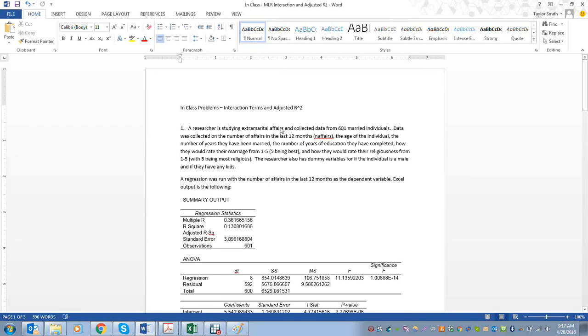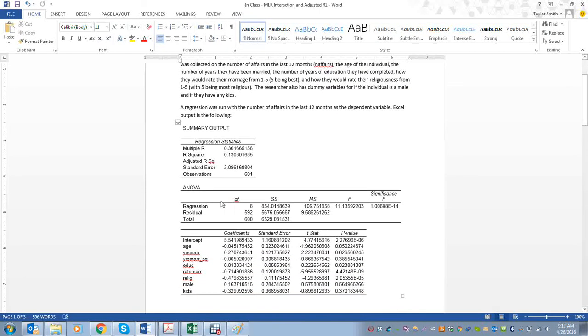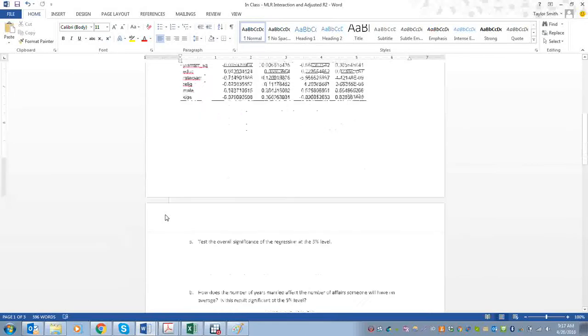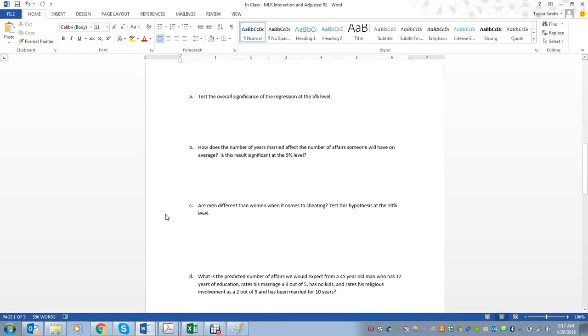Basically, it has information on extramarital affairs. We've got 601 observations, and the dependent variable here is the number of affairs in the last 12 months. Then we've got a lot of independent variables such as the age of the individual, the years that they've been married, their education level, how they rate their marriage, how they rate their involvement in a religion, whether they're male or female, and whether they have kids or not. And so we'll just go ahead and dive in here to the questions.